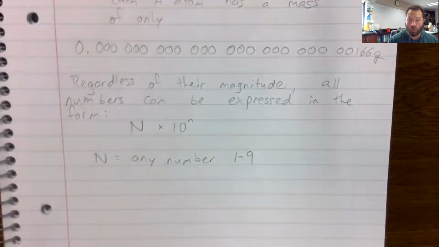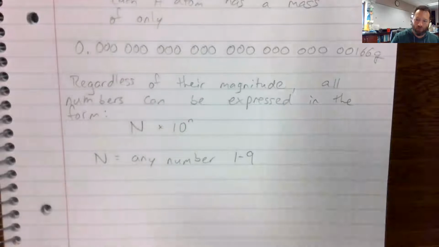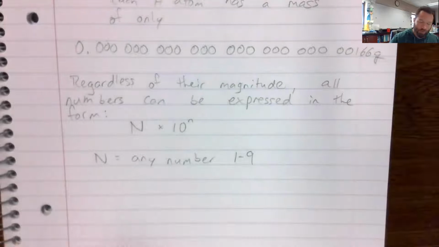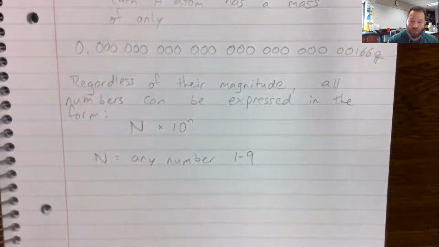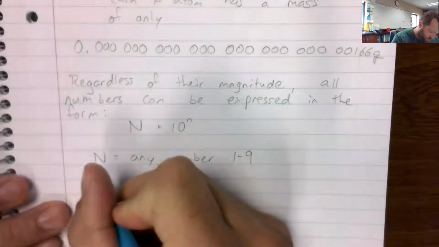You can have the decimal point. In fact, you usually will have a decimal point followed by more numbers, but it needs to be between 1 and 9. A lot of times I get people that try to give me double or triple digit values there. Doesn't work. Not proper scientific notation.